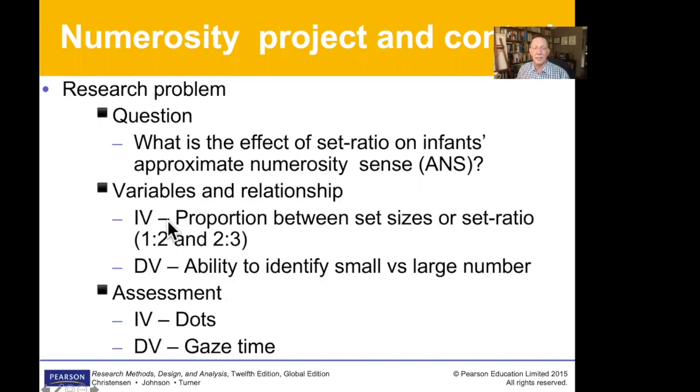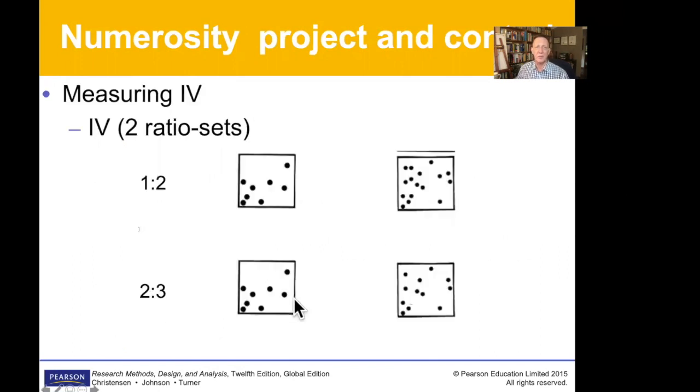Then, how do we assess those? The independent variable is measured by the number of dots, and I'll explain that. The dependent variable is measured by gaze time, or how long a child or a baby looks at a particular presentation, and I'll explain that as well.